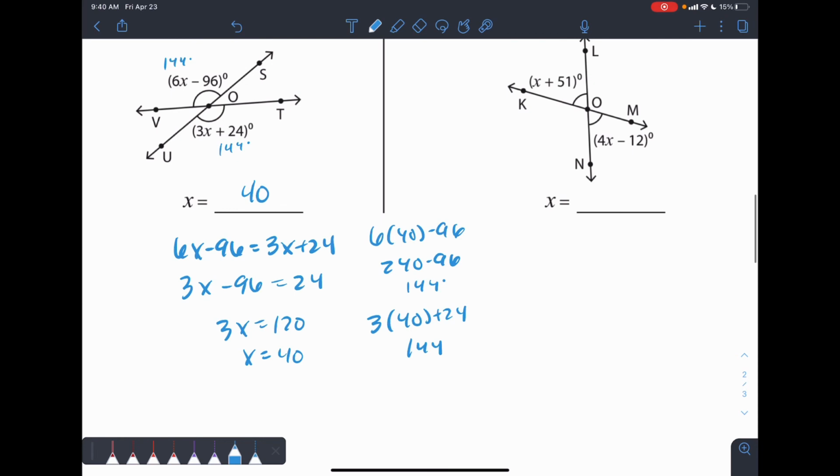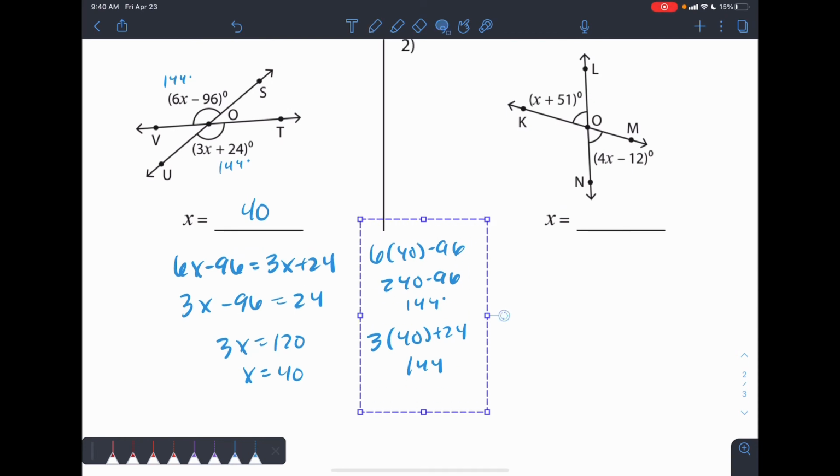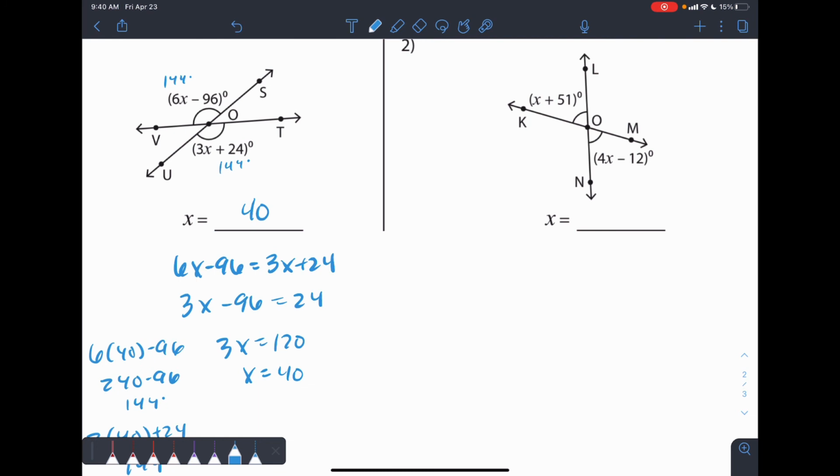Let's do one more example here with vertical angles. I have these two angles on the right side, x plus 50 and 4x minus 12. Because they're vertical to each other, I can say x plus 51 is equal to 4x minus 12, move things around, and solve for x. So I encourage you to pause the video here, give that a try. First step I'm going to take here is subtract x, so 51 is equal to 3x minus 12. Add 12 to both sides, 51 plus 12 is 63, so 63 is equal to 3x. Divide both sides by 3, and I get that 21 is equal to x.